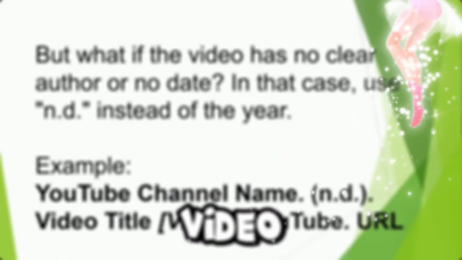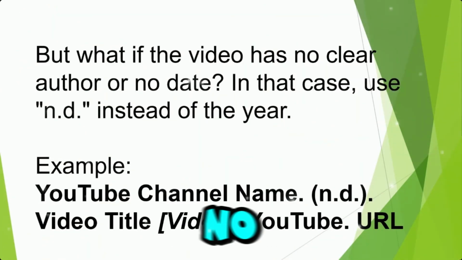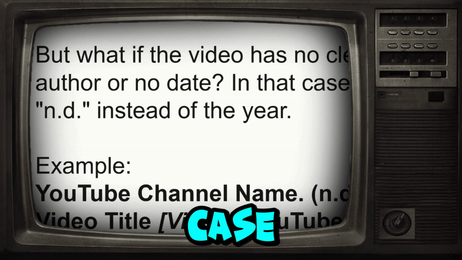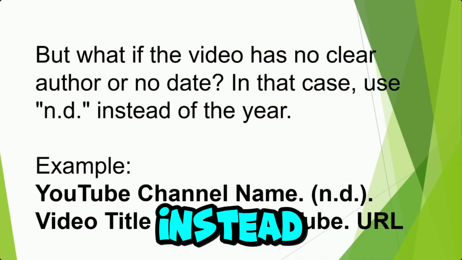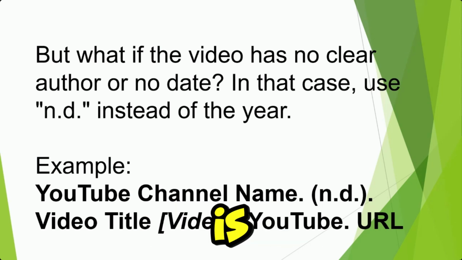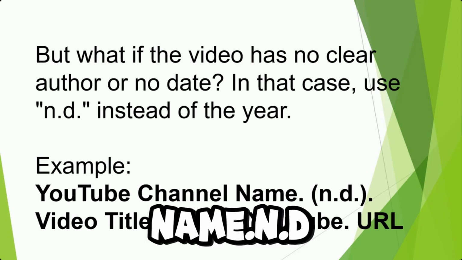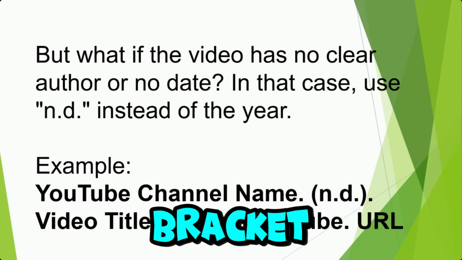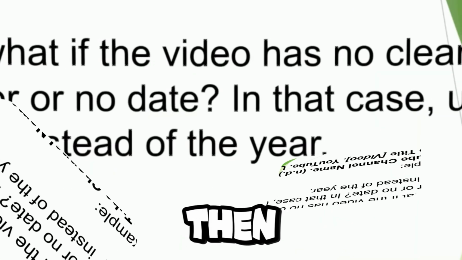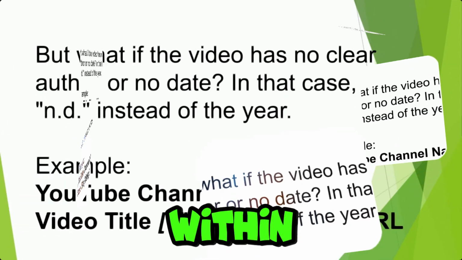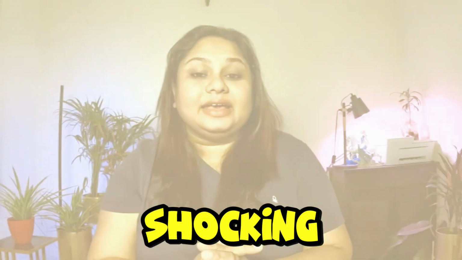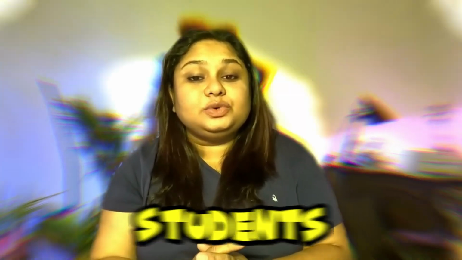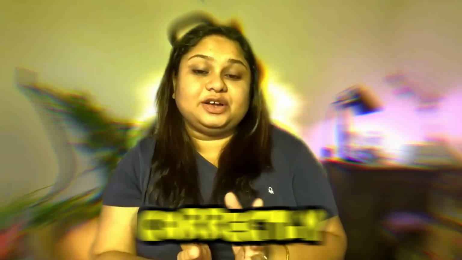But what if the video has no clear author or no date? In that case, use n.d. within inverted commas instead of the year. The example is: YouTube channel name, n.d. within brackets, video title, then video italicized within brackets, YouTube URL.